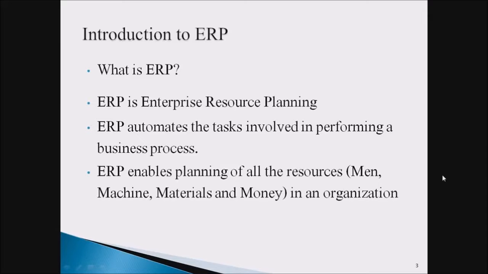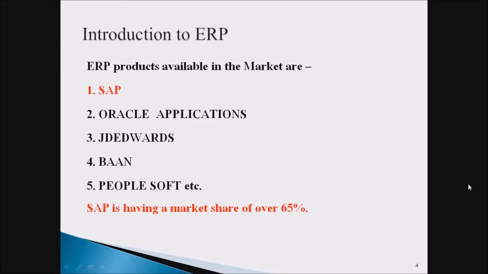Now, when you say planning of the resources, we are talking about the primary resources which are available for any organization. We're talking about men, machines, materials and money. How effectively can we plan these resources? And SAP is one of the most widely used software under the category of the ERP products.